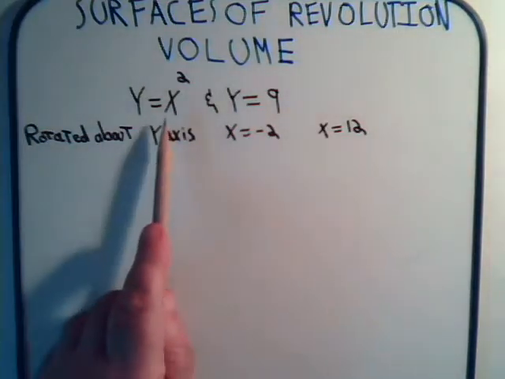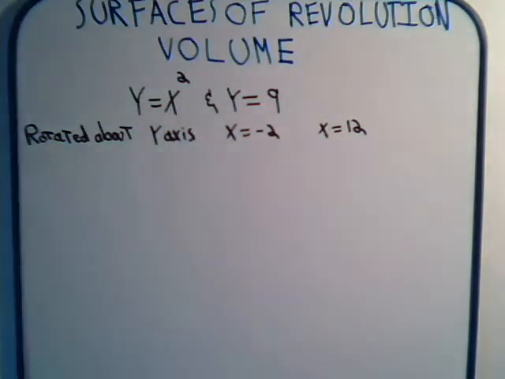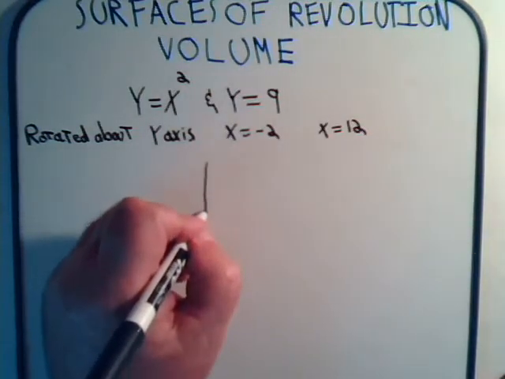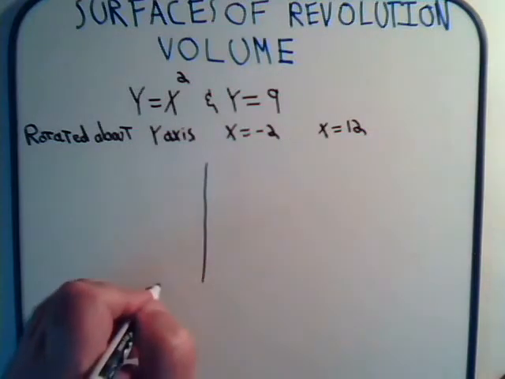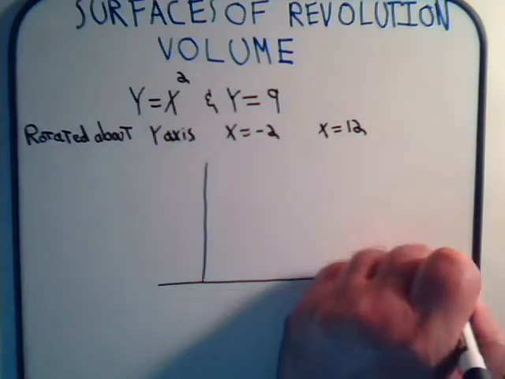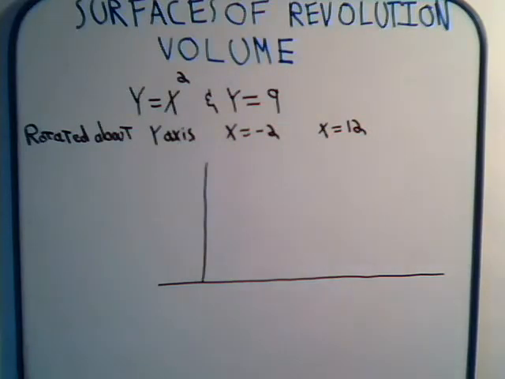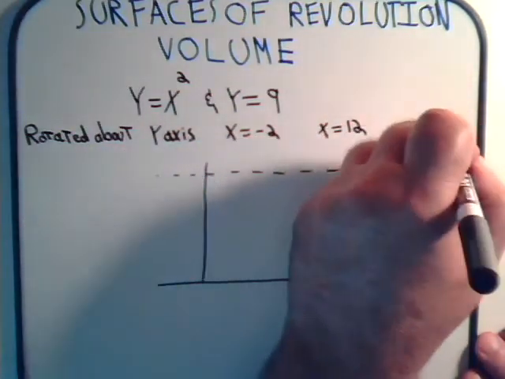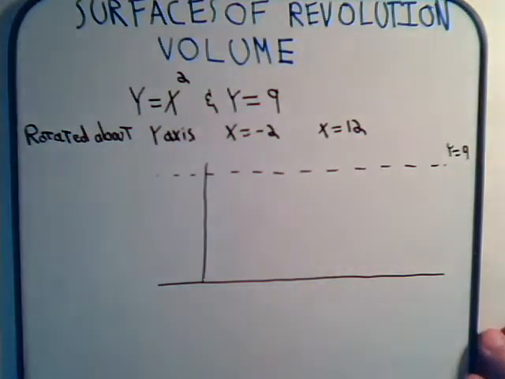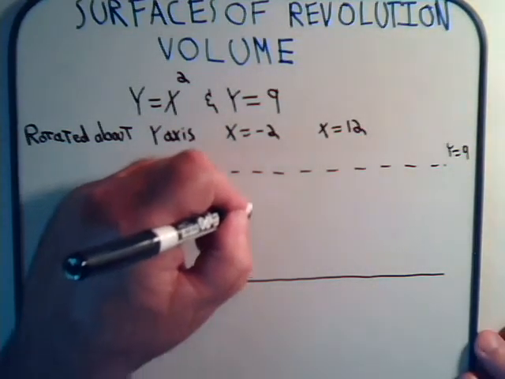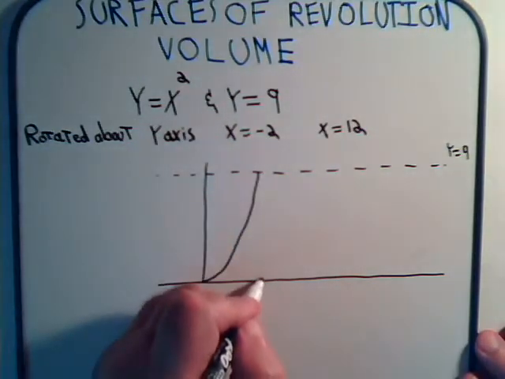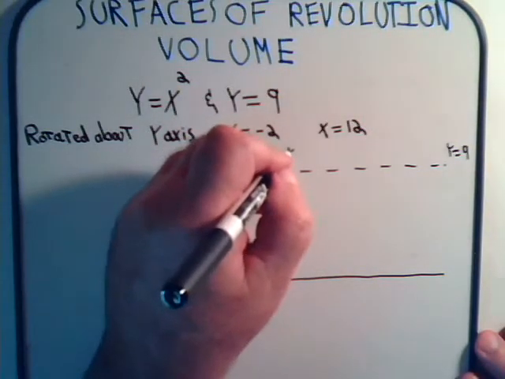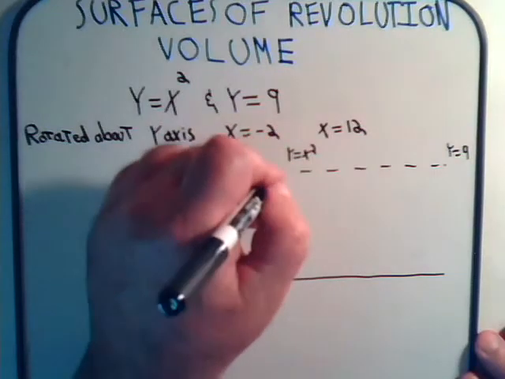Obviously, this is the curve of a parabola. It's just a horizontal line, so it shouldn't be too difficult to sketch out. Here we have the y-axis and the x-axis. Obviously, when x equals 3, y equals 9, so if we have it like this, that's the line y equals 9, and that parabola would be like this. This would be where x equals 3, and this is the curve y equals x squared.